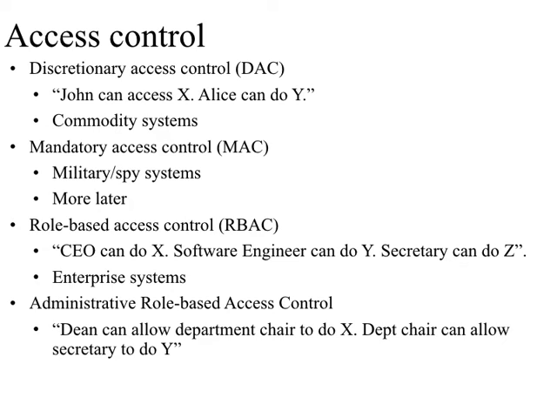Access control refers to the set of rules that allow or disallow access to a certain resource in the system. There are various types of access control mechanisms. For example, discretionary access control is the most commonly applied access control mechanism in commodity systems. Here, you might assign certain permissions to certain users. For example, John can access a certain resource X, Alice can do certain actions Y, and so on. So it's called discretionary because the specification of the rules is at the discretion of the system administrator, and the system administrator can decide who gets access to which resources.